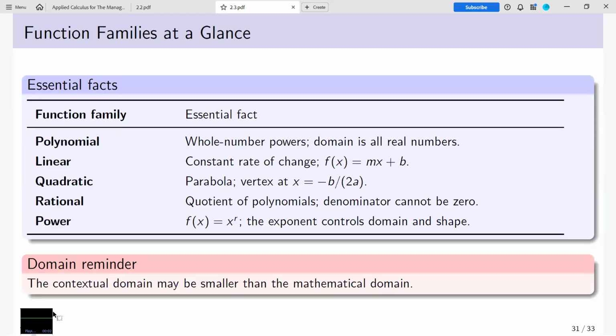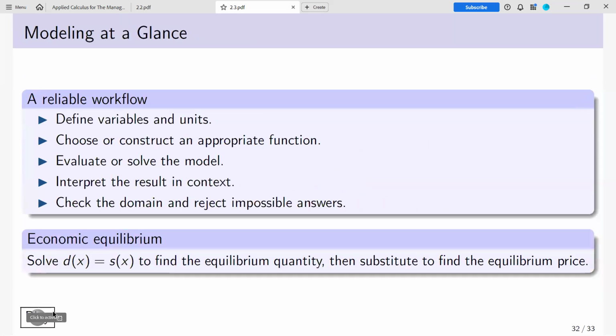Polynomial, linear, quadratic, rational, and power functions provide a versatile modeling toolkit. Regardless of the family, always compare the mathematical domain with the real-world restrictions. A good modeling solution defines variables, builds the function, performs the mathematics, and returns to the context. Domain checks are part of the solution, not optional decoration.